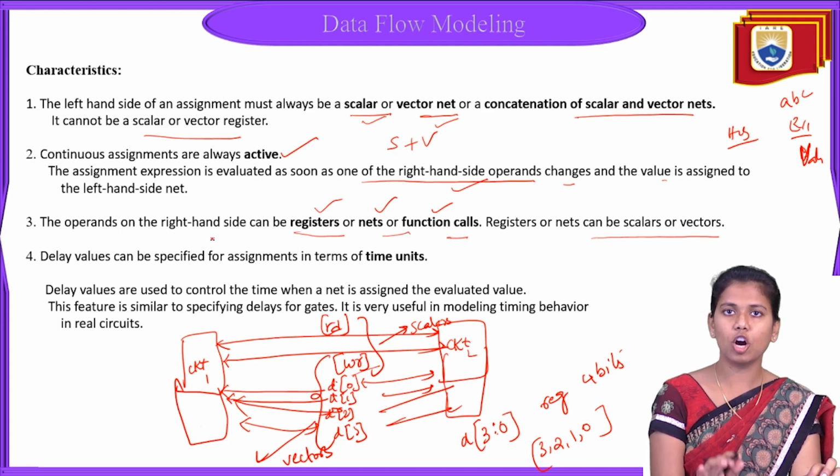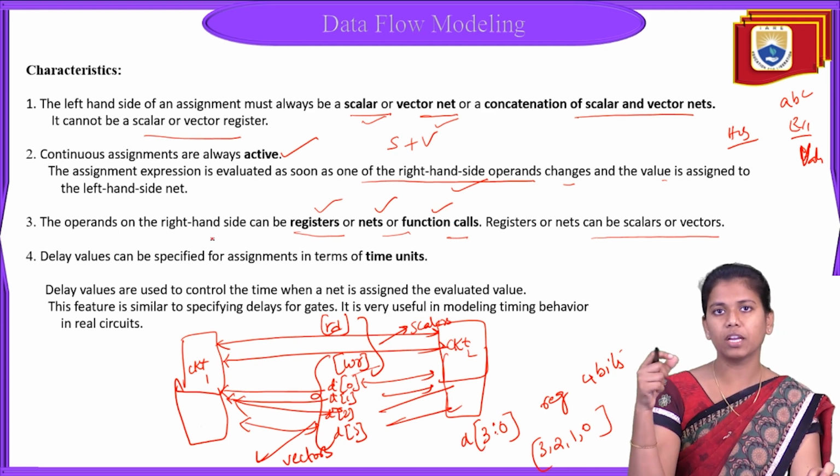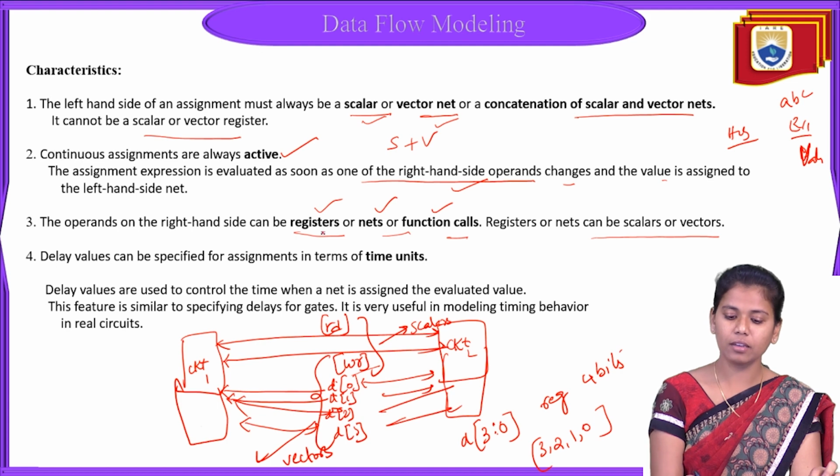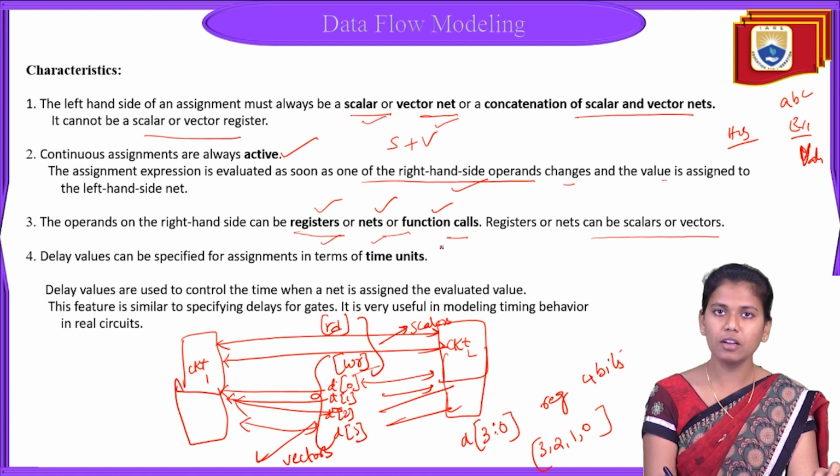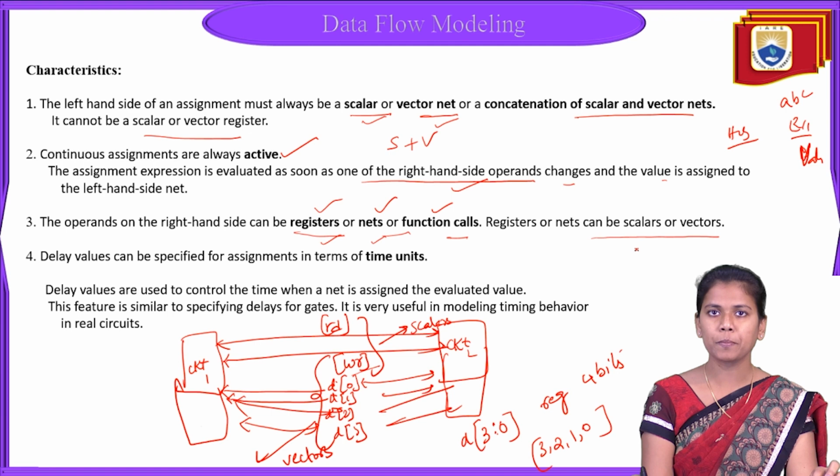So the operands present at the right hand side of the continuous assignment can be in a register or else in a net or else in function calls. So the registers or nets, as we discussed, can be scalar or vector. They can be an individual bit or else a group of bits together in the register.